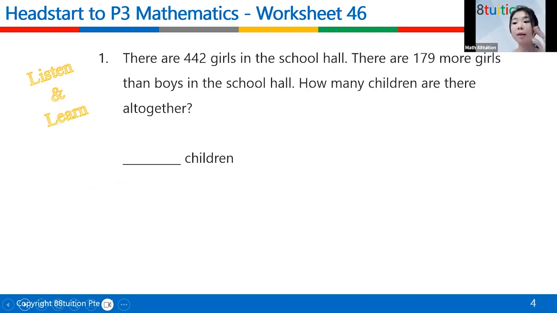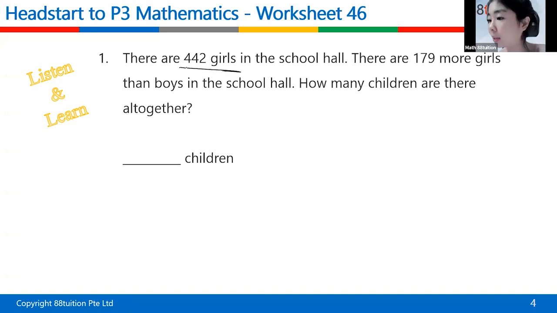Okay, so let's look at the first question. Questions 1 to 5 will be the same question. So we go in order. Question 1 to question 5, then we move on. Okay, so question 1. There are 442 girls in the school hall. 179 more girls than boys. How many children are there?